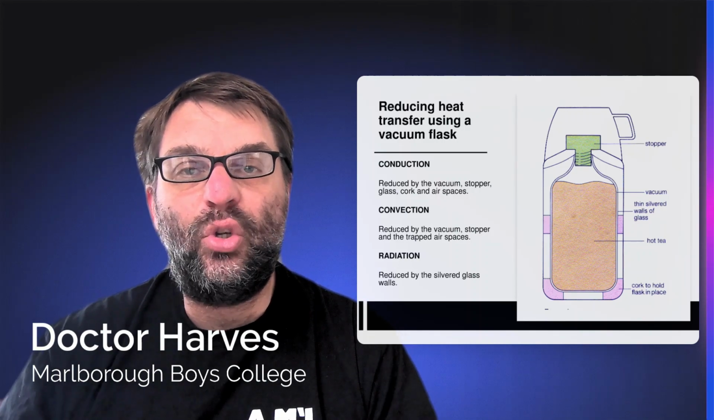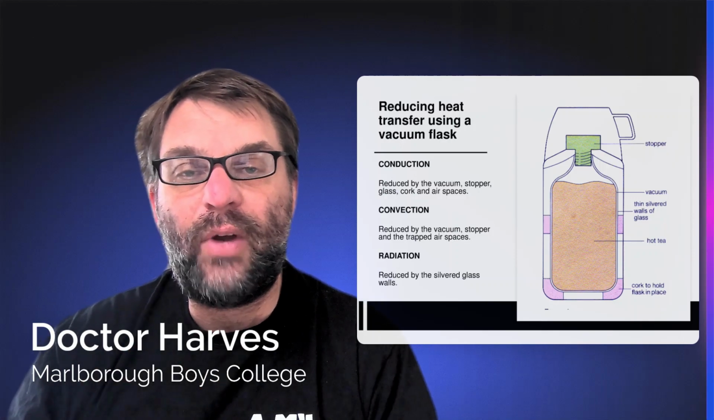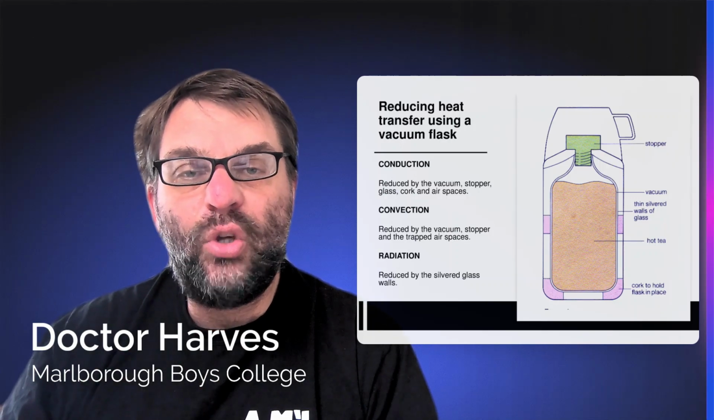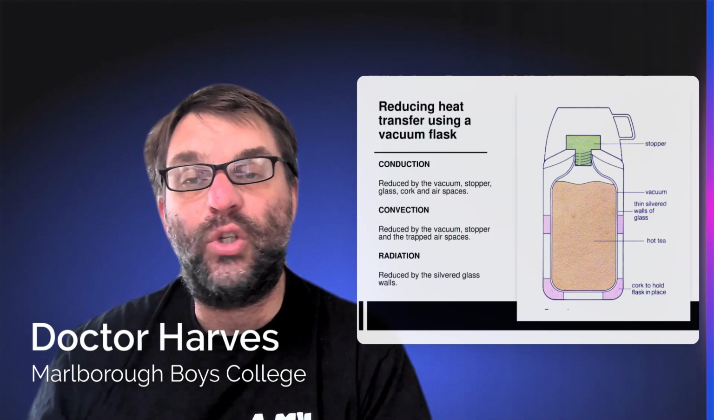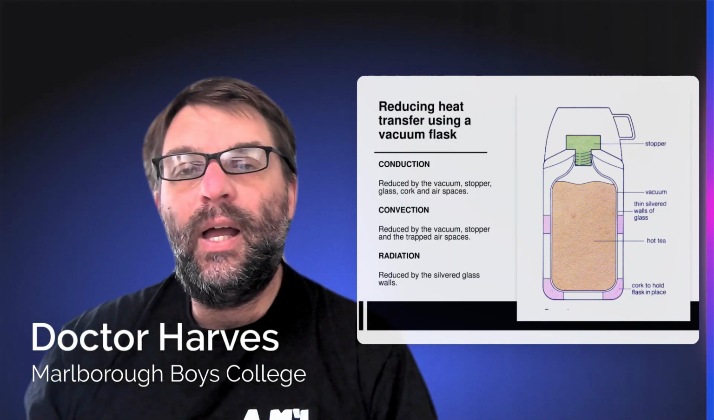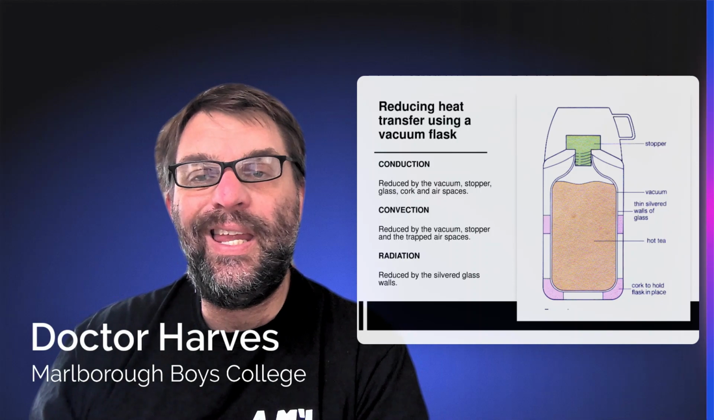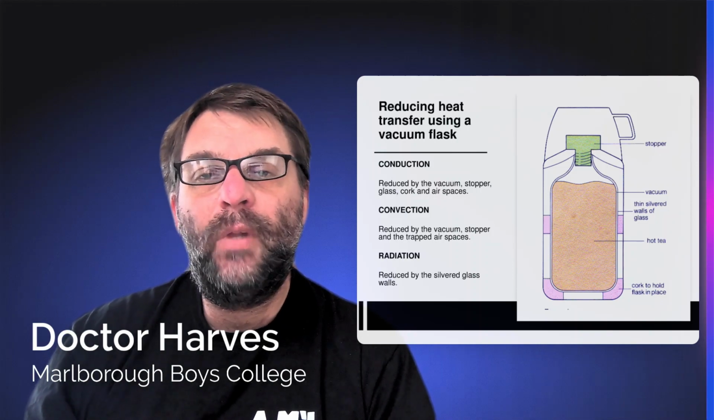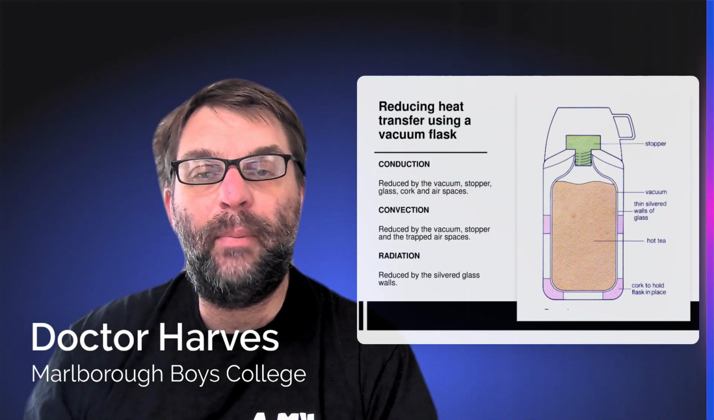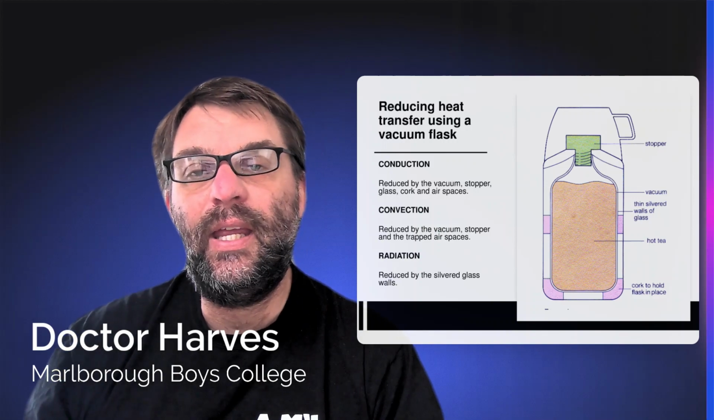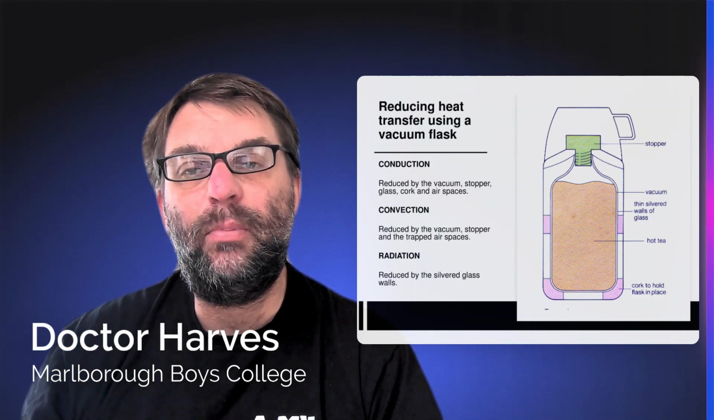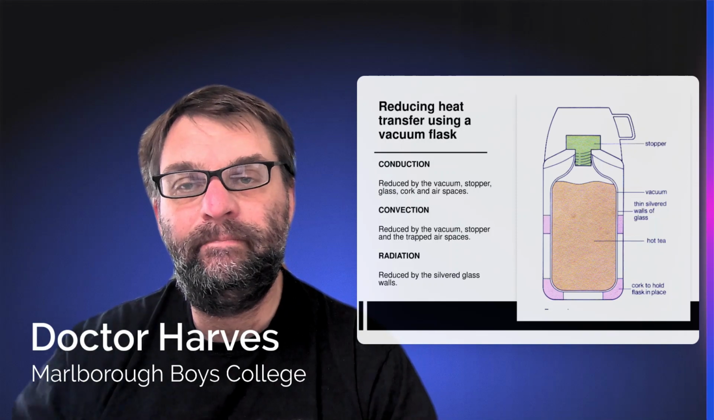And finally, to stop heat transfer by radiation, we reduce this by having the silver glass walls, because we learned in the previous lesson that shiny surfaces, which are light colored, basically reflect heat energy back when it's being radiated. They're very poor emitters of heat.